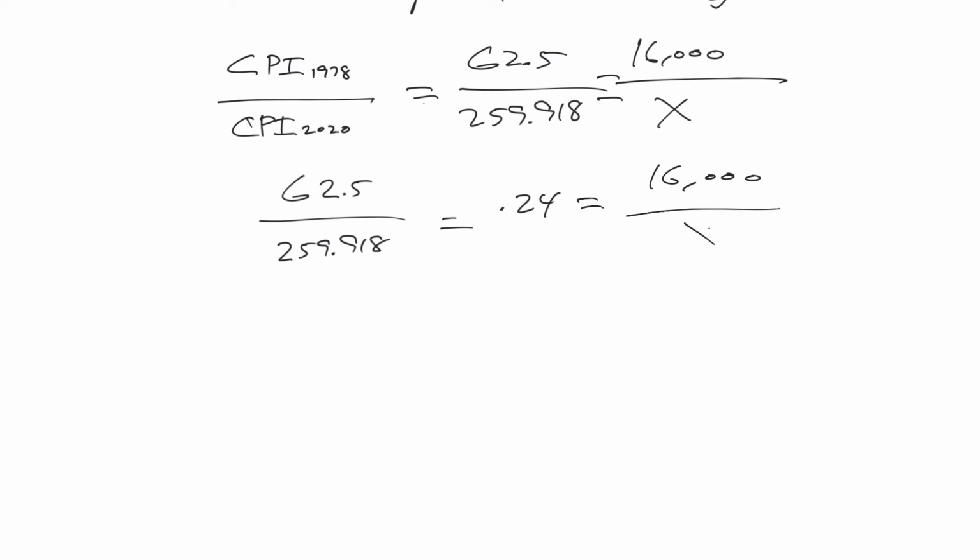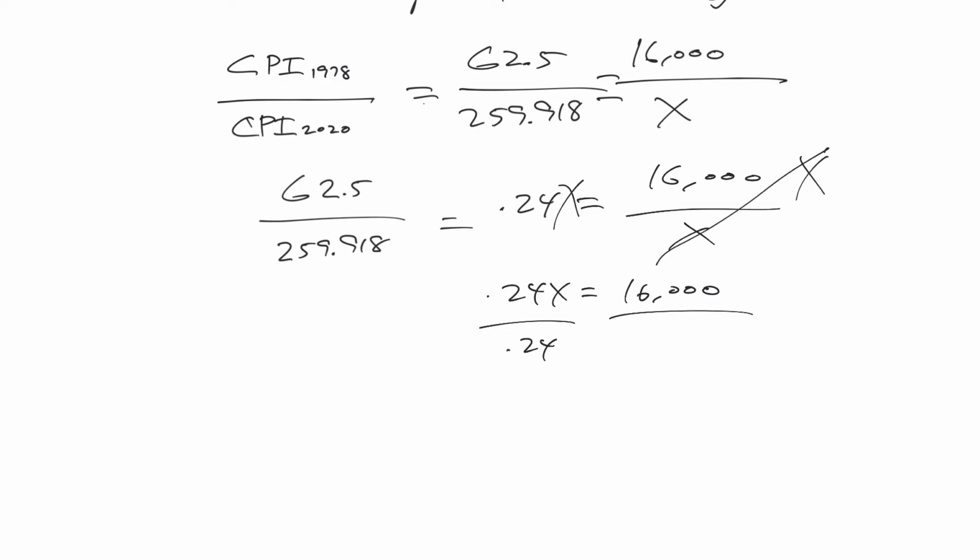16,000 divided by x. Now we need the x to be by itself, right? So let's multiply both sides by x. Of course, that cancels out. So we have 0.24x equals 16,000. Divide both sides by 0.24. That gets our x by itself.